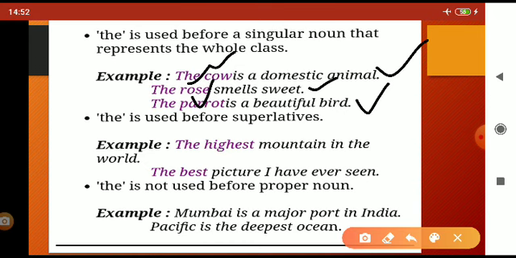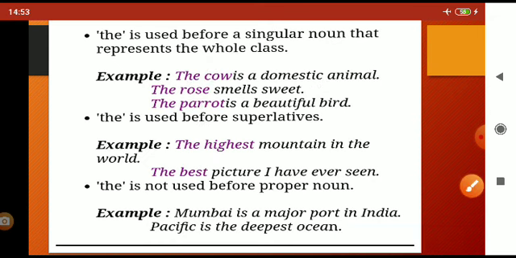Also, we see that the is used before superlatives. As we see here, highest. So we are using the highest mountain in the world. Or we see here best. The best picture I have ever seen. The is not used before proper nouns. For example, we see here Mumbai is a major port in India. Or we see Pacific is the deepest ocean.